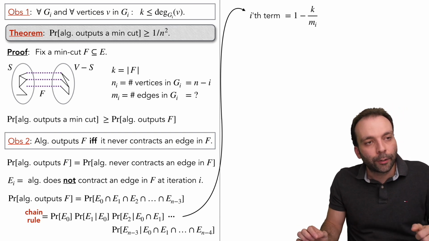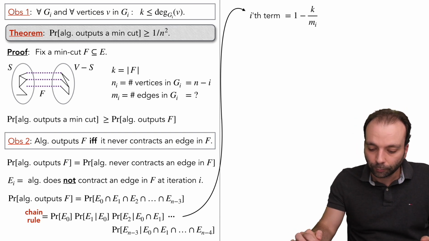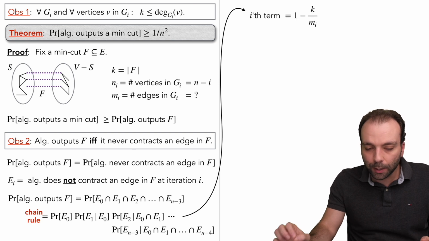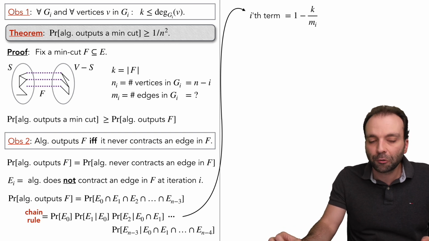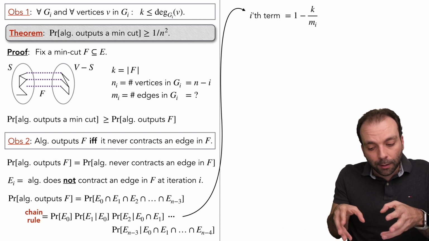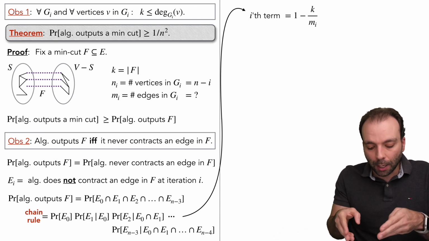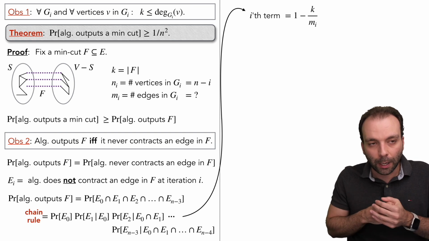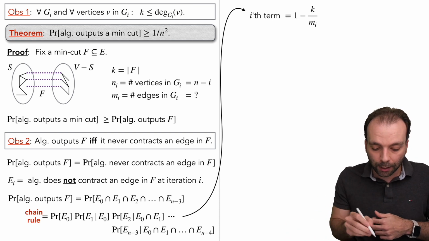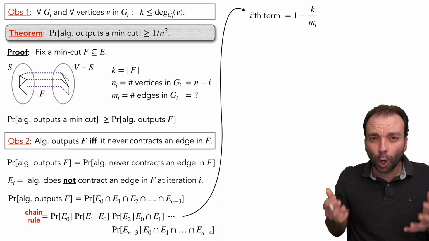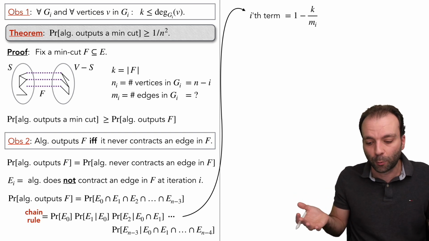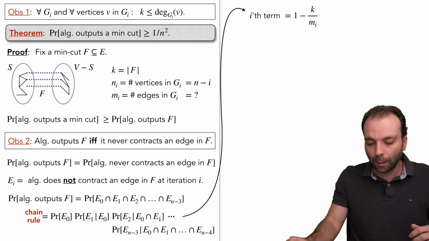All right, so now comes in some sense the creative part of the proof, because this is great. This is a very nice expression in some sense for the ith term, 1 minus k over m sub i. But the problem, which I highlighted before to you, is that we don't know what m sub i is. We don't know how this evolves.